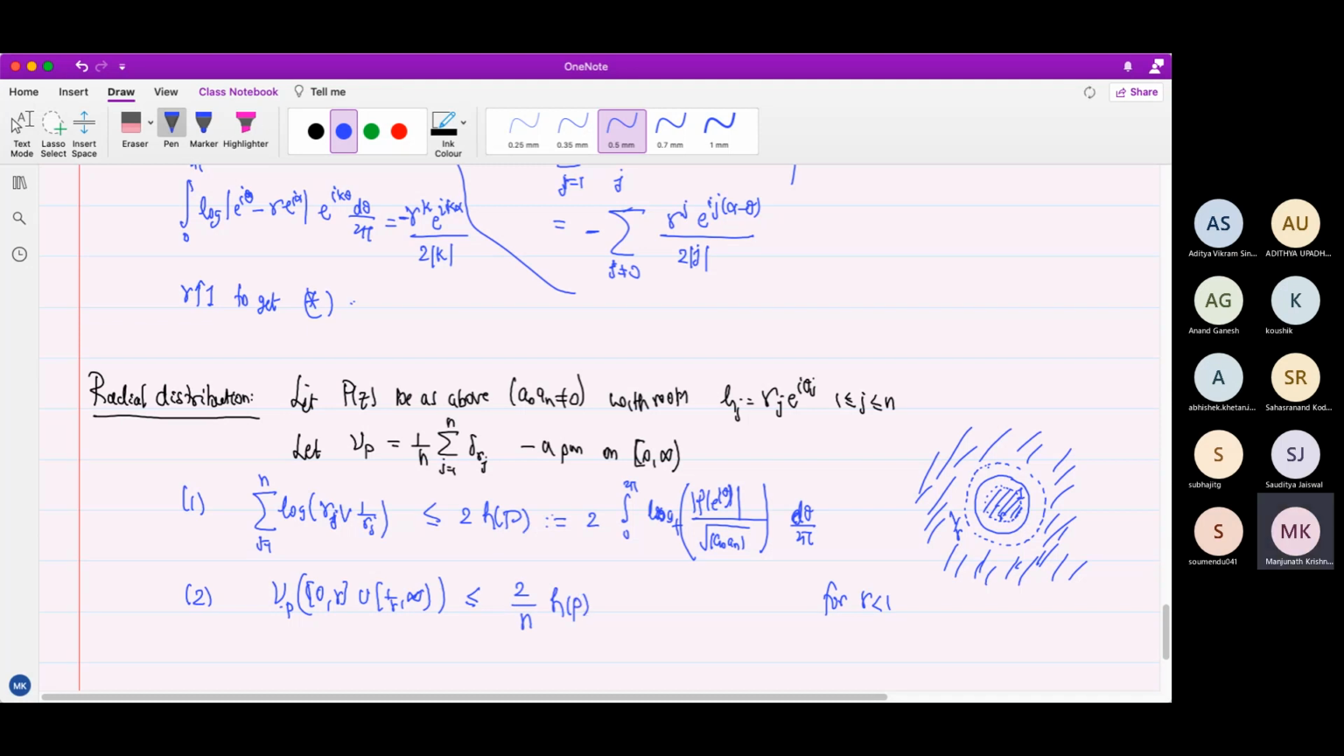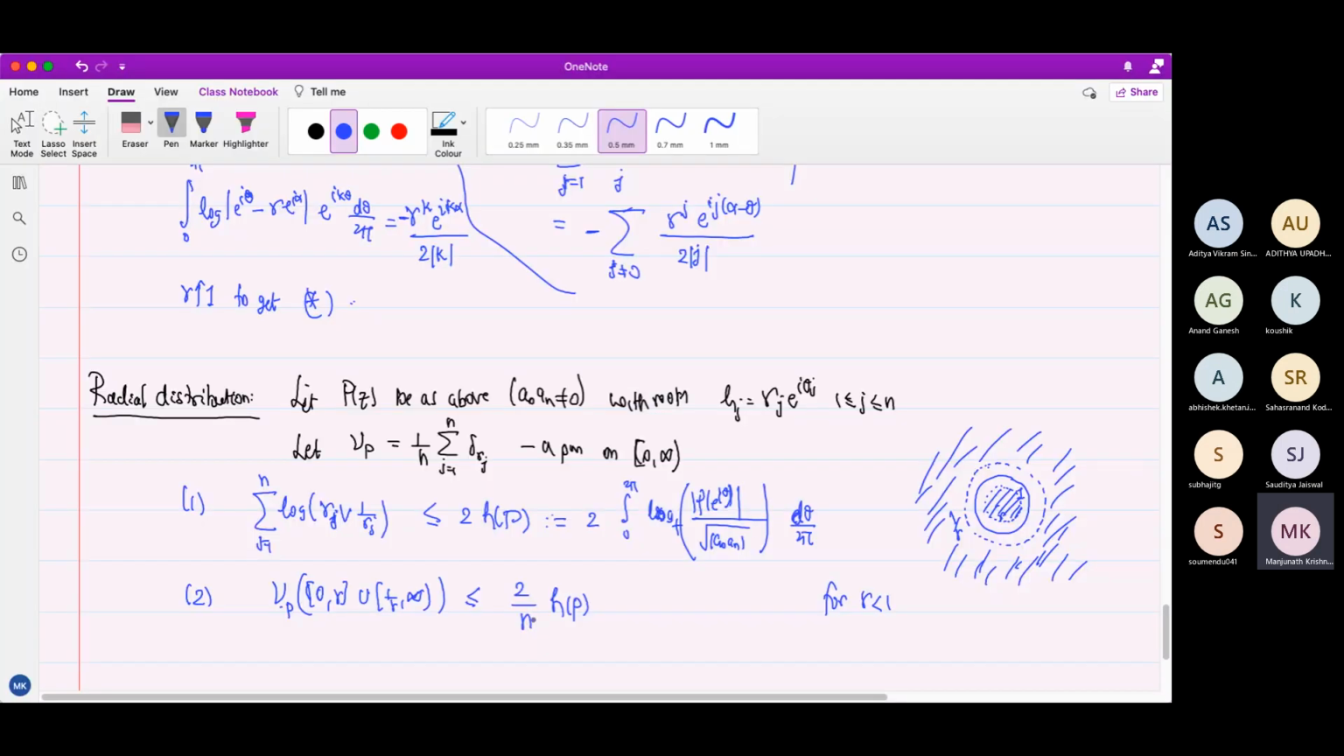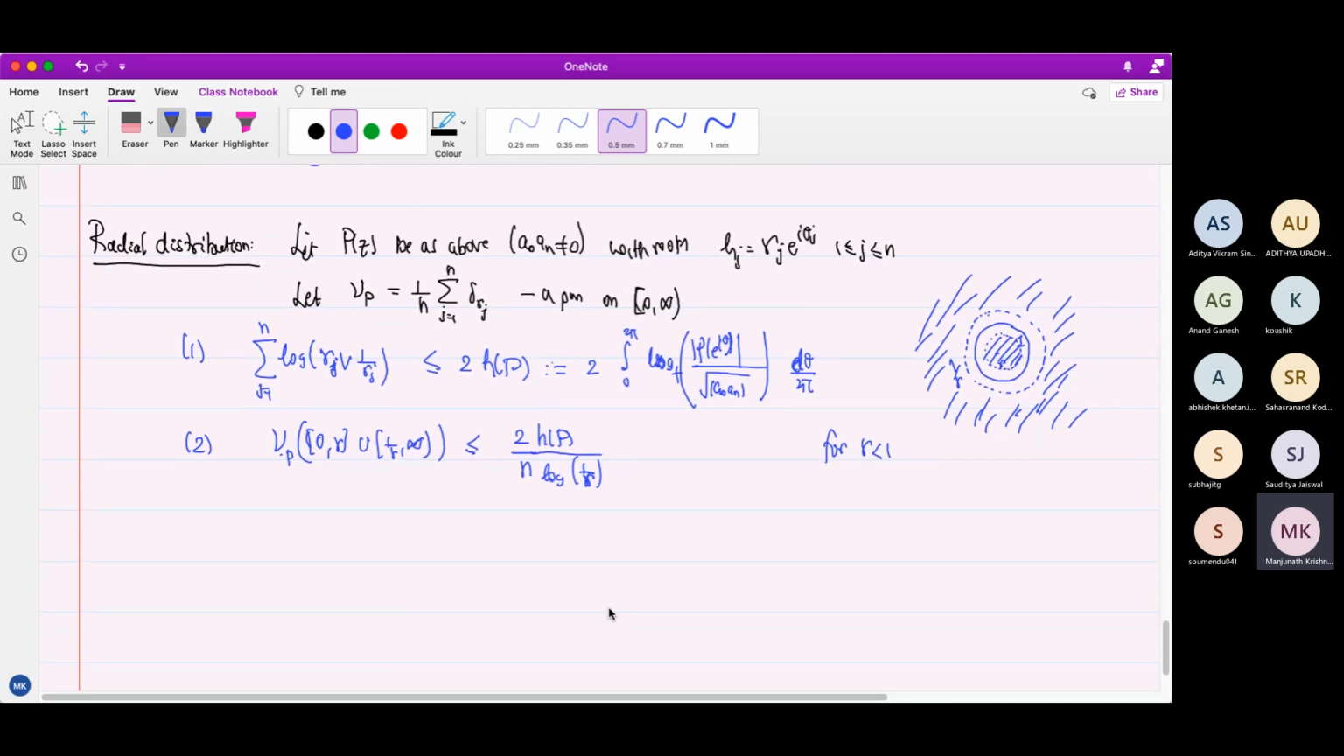So this will be smaller than 2 over n h of p. Let me just see. Is that what I want to say? Sorry, that can't be right, it has to depend on r. So it is 2 h of p over n log 1 by r. Okay. So this is the radial distribution theorem.